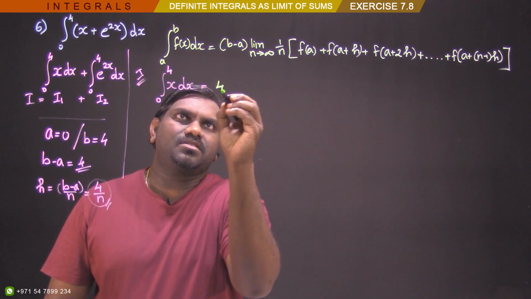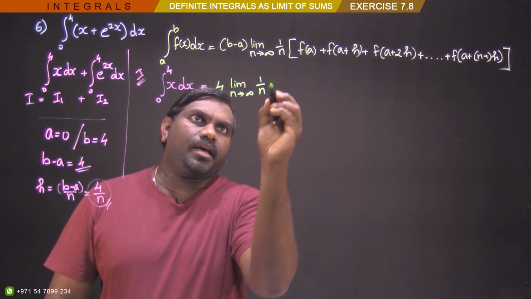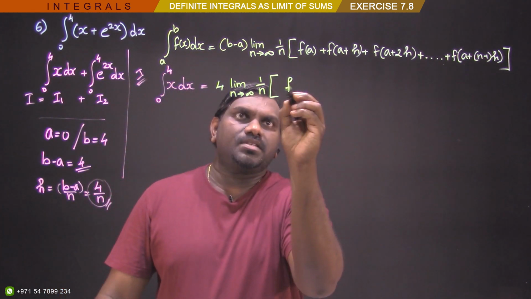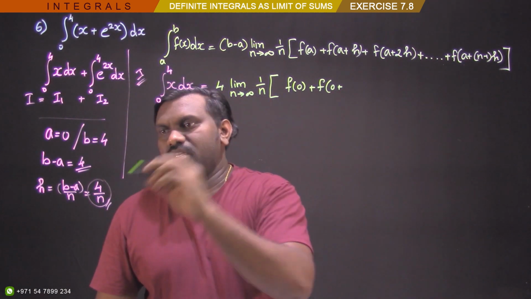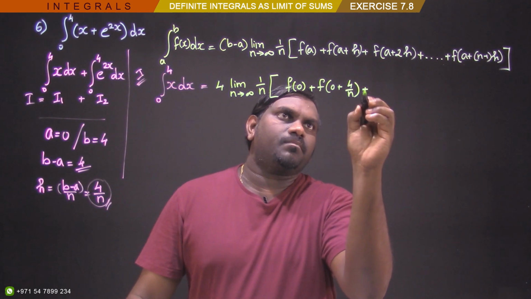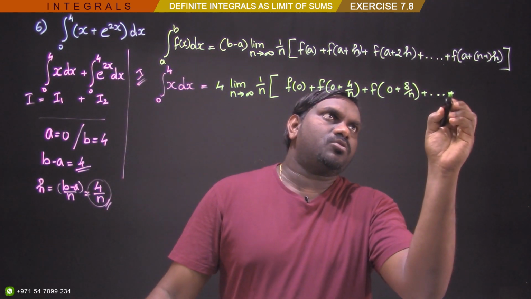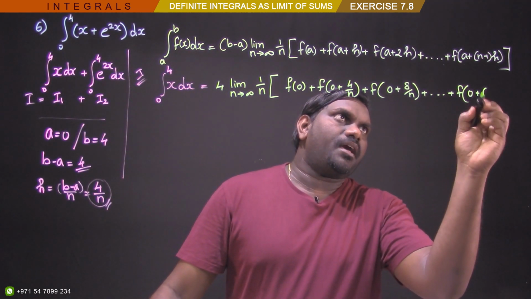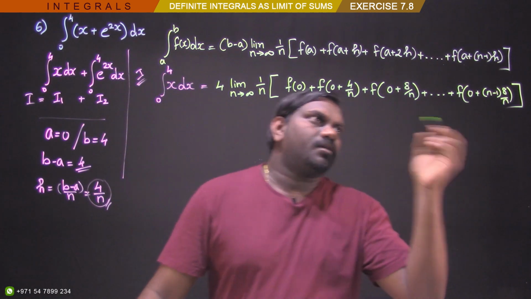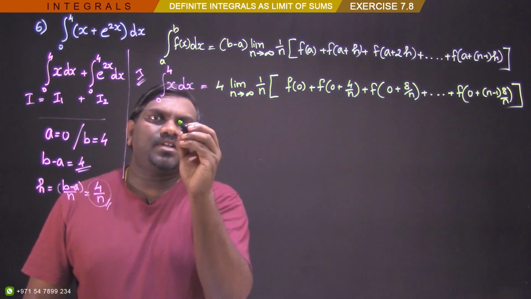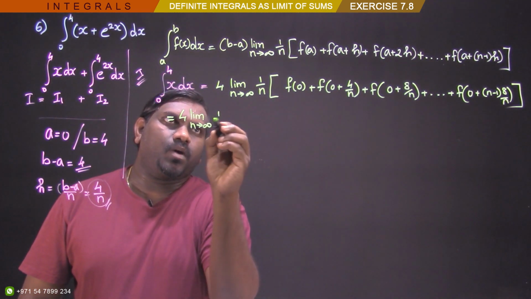So this is going to be 4 times the limit as n tends to infinity, 1 by n, times what? a is 0, plus 0 plus h, where h is 4 by n, plus 0 plus 8 by n, and as it goes on, 0 plus (n minus 1) times 8 by n, dear. That's it.